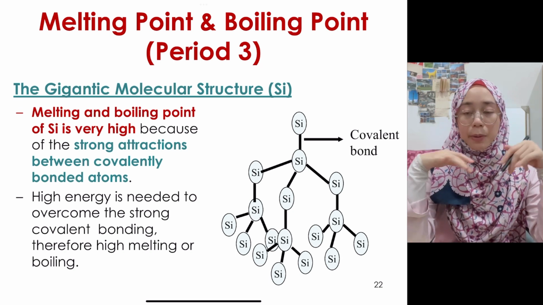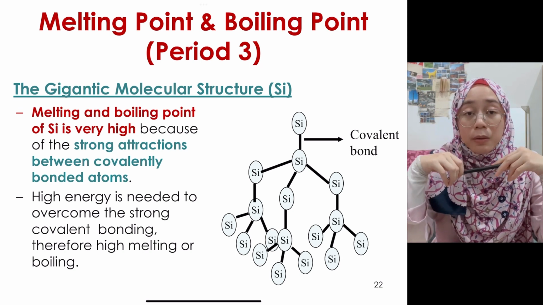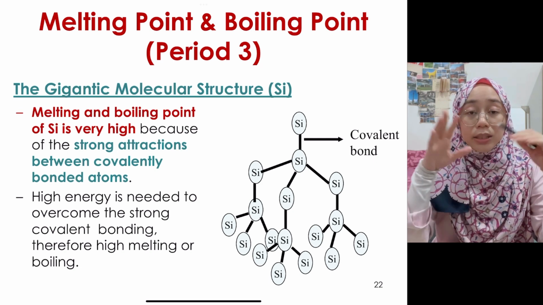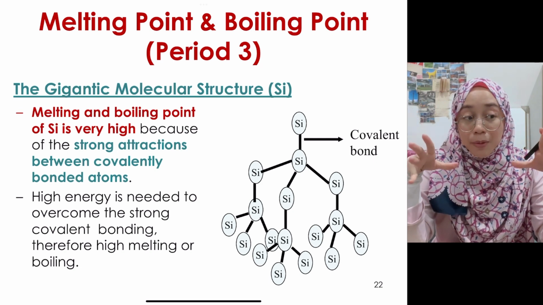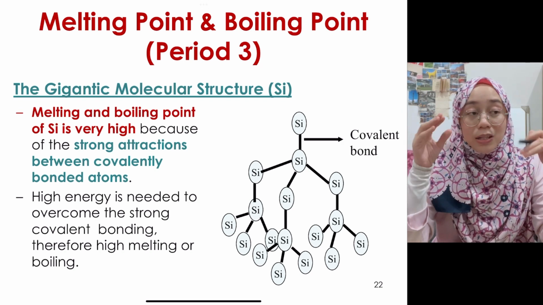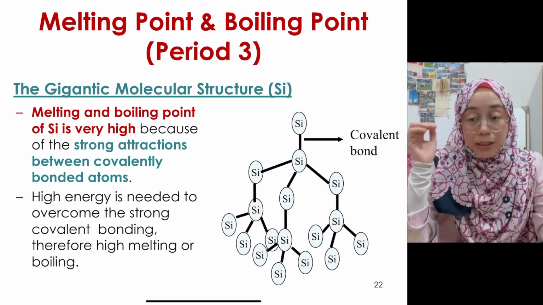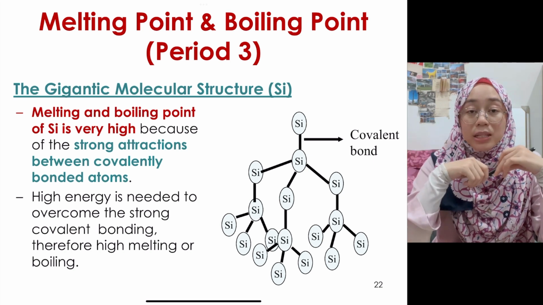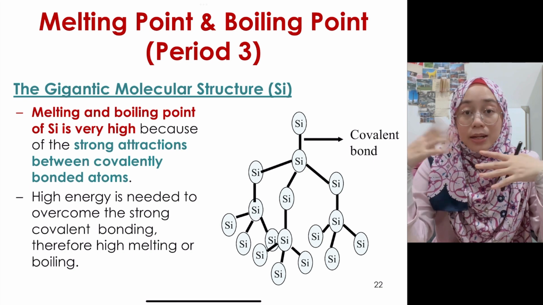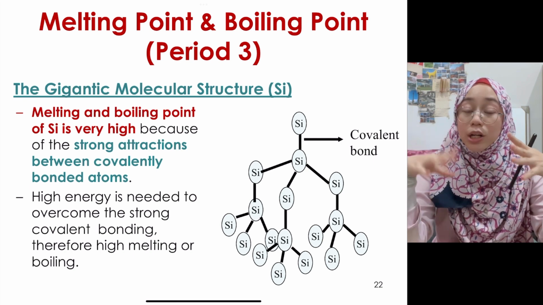Okay, so selain daripada silicon class, carbon pun sama juga sebenarnya. Carbon pun dia boleh form a large gigantic structure juga, membentuk diamond actually. Okay, diamond sebenarnya adalah made up of carbon. So yang tu pun dia dalam bentuk tetrahedral juga. So yang tu pun dipanggil sebagai gigantic structure juga. So selain daripada silicon, carbon is another example of gigantic molecular structure.